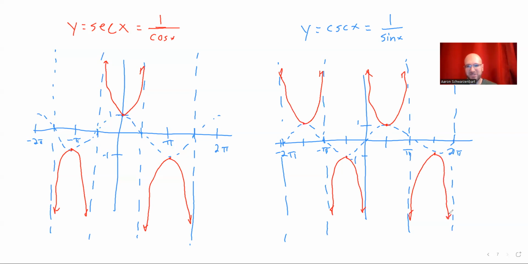And that's what the cosecant looks like. Okay. Again, we're not doing any transformations on these. You just have to be able to create the best basic graphs for this class.